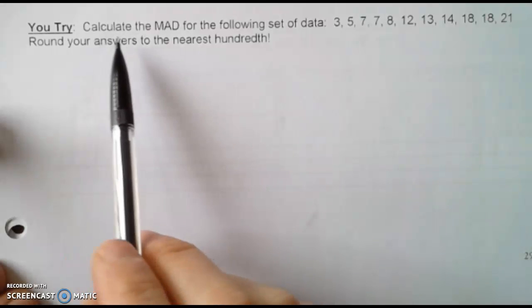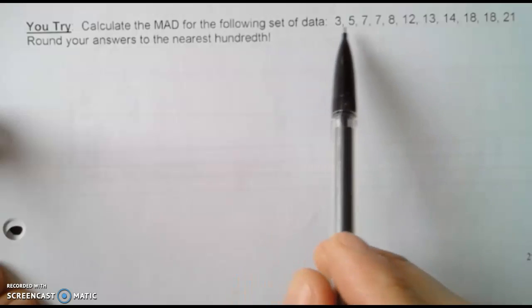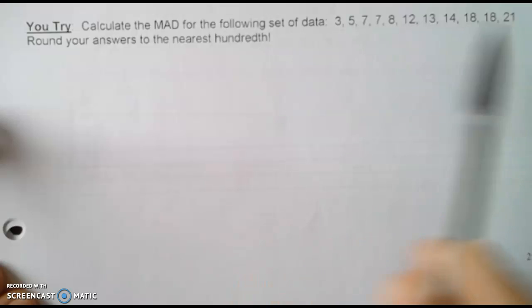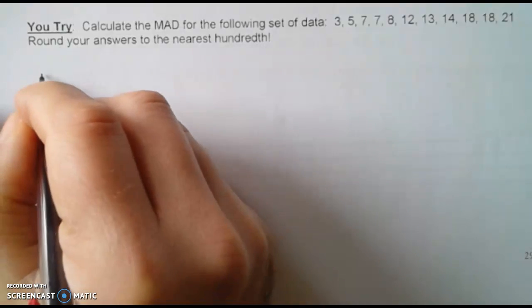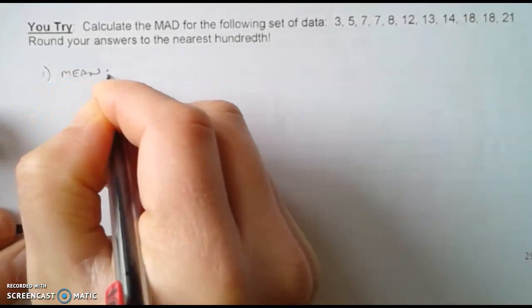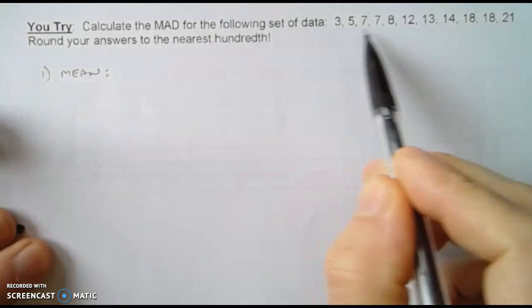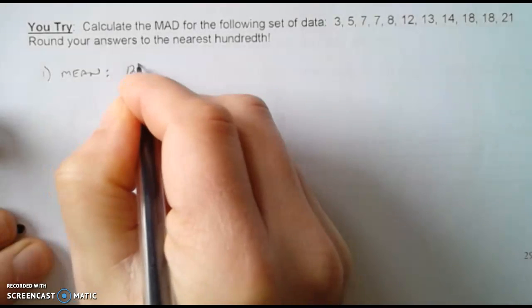In the next example, we're going to calculate the mean absolute deviation for the following set of data. There's our list of data. We're going to round all of our answers to the nearest hundredth. Step number 1, we need to calculate the mean. First we add all of our data together, and we should get a sum of 126.